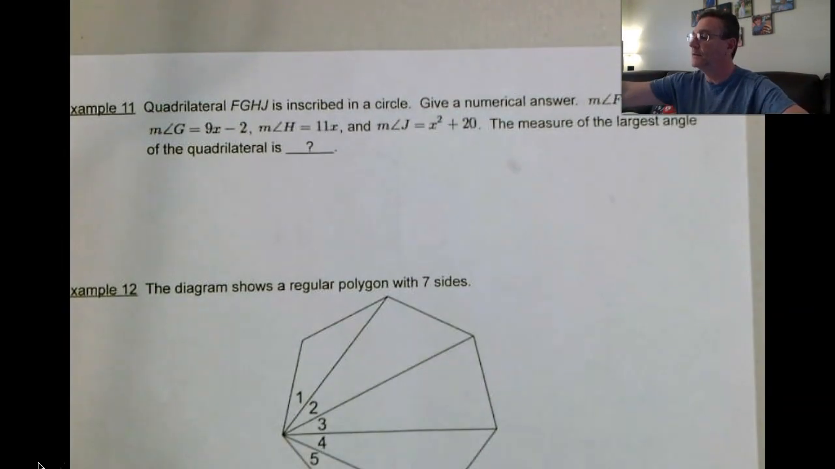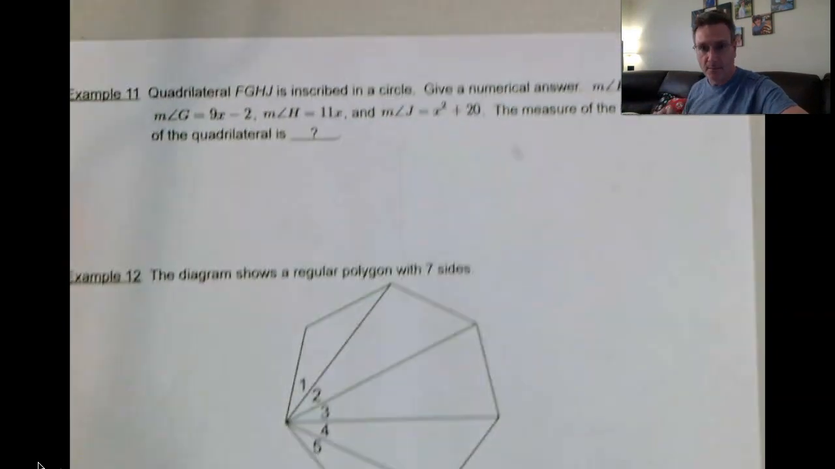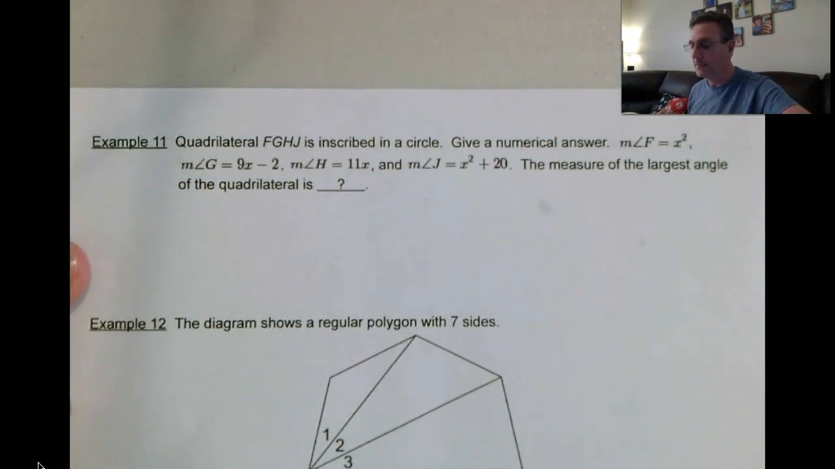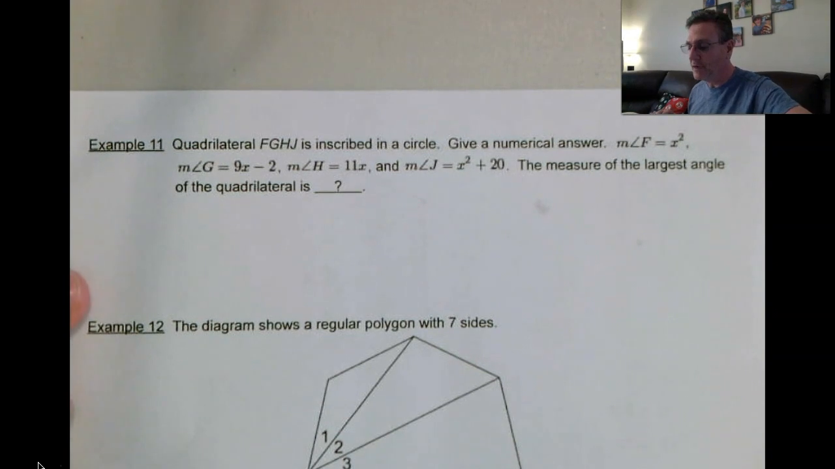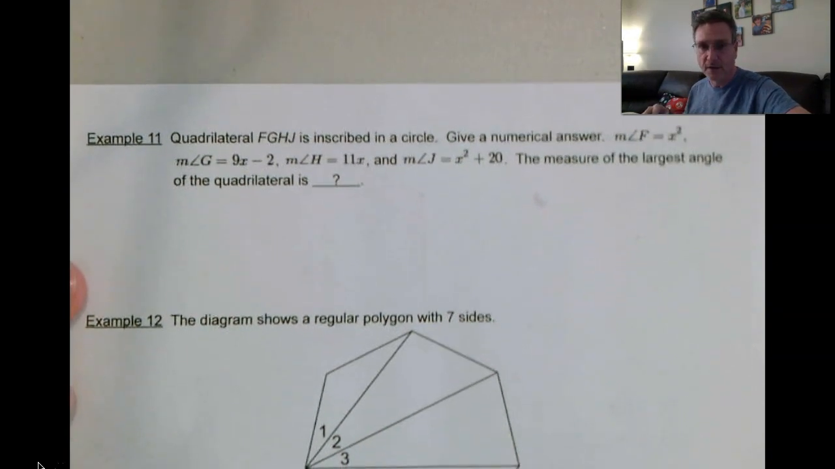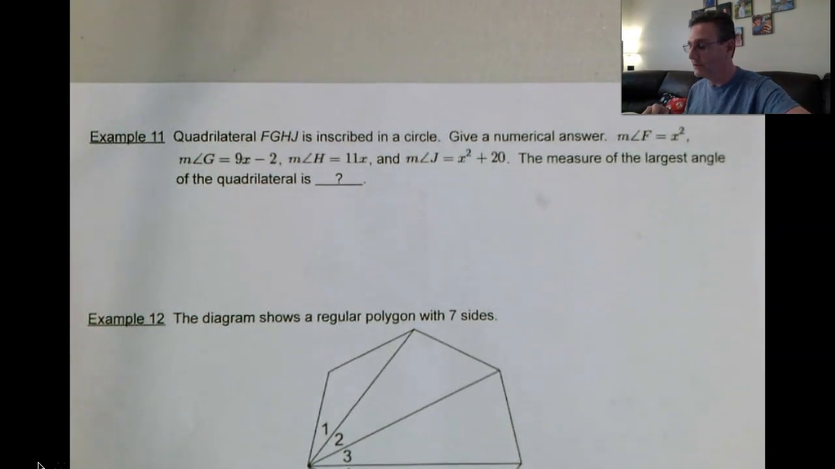Example 11. I did some work on this before I started the video. Quadrilateral FGHJ is inscribed in a circle. Give a numerical answer. The measure of angle F is equal to x squared. The measure of angle G is equal to 9x minus 2. The measure of angle H is equal to 11x. And the measure of angle J is equal to x squared plus 20.